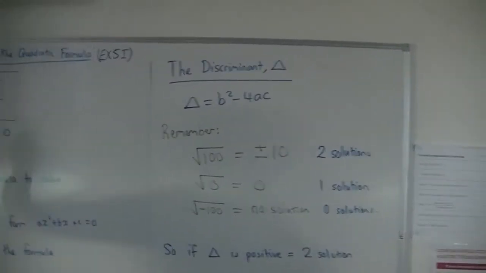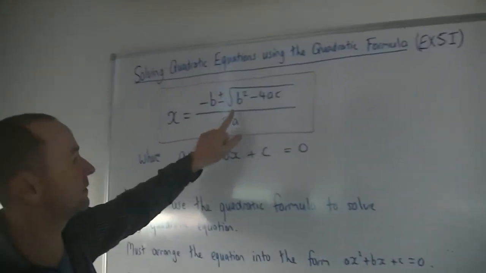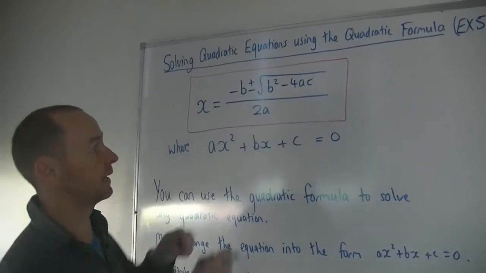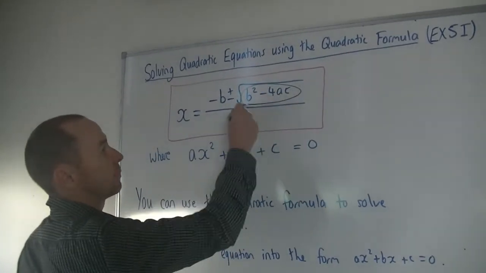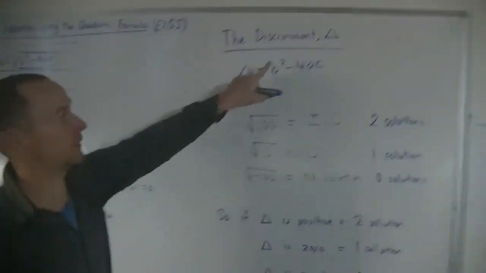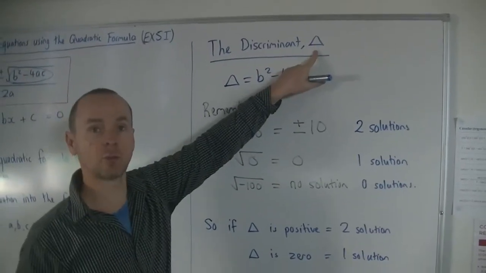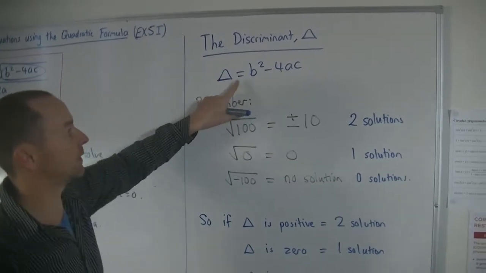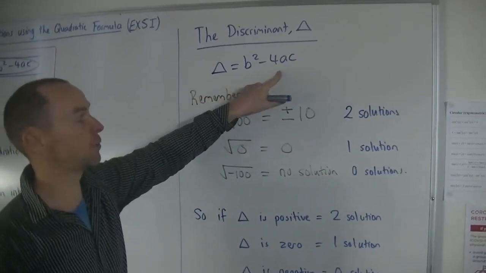So, before we actually do that, if you notice the bit under the square root, it says b squared minus 4ac. Now this bit here is kind of important. So over here I'm going to talk about it. That's called the discriminant, and its symbol is a little triangle. So the discriminant is b squared minus 4ac.